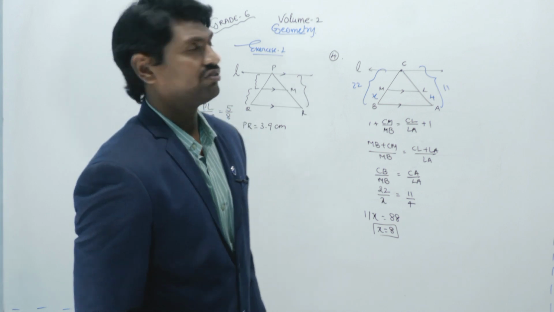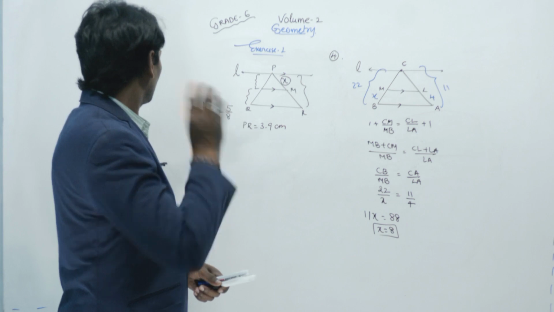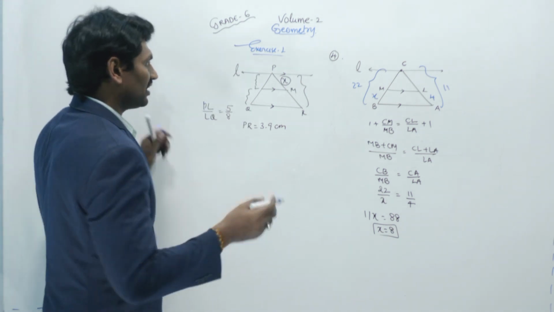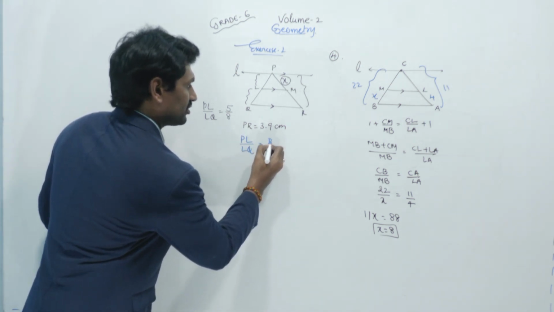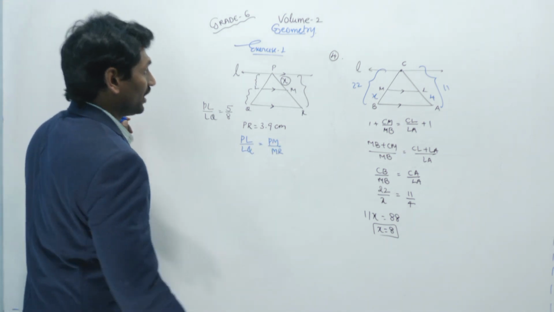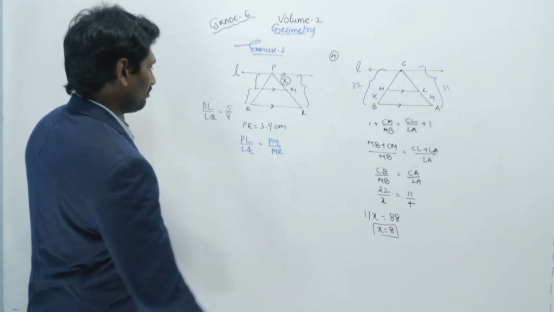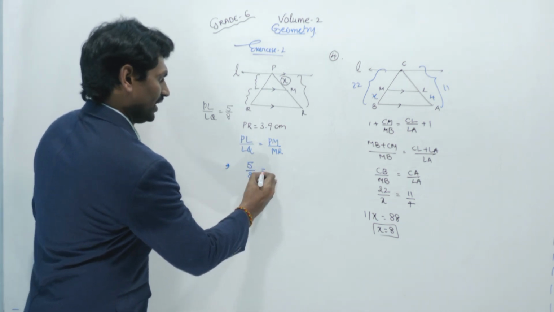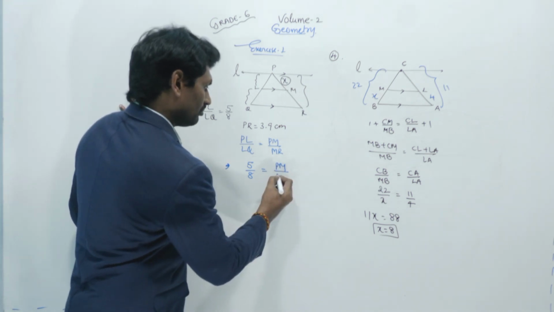Then we need to find the value of PM. By that intercept concept for parallel lines, these intercepts are equal. So PL by LQ equals PM by MR. Or else we can write PL by PQ also, but before that just try to substitute the values. PL value is 5, LQ value is 8. PM value only we need to find. MR value we don't know.